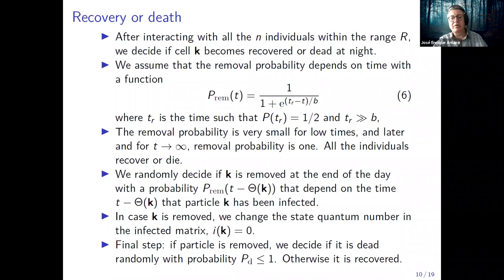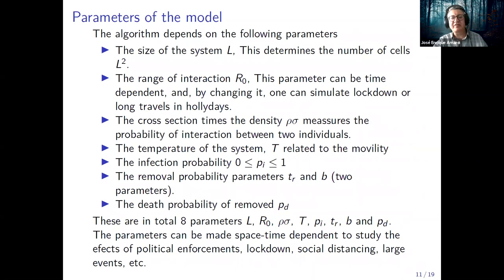What we see is that the parameters of the model are 8 parameters. So the algorithm depends on the following parameters. First, the size of the system, L. This determines the number of cells, L squared. Then the range of the interaction, R0. This parameter can be made time dependent. So by changing it, we can simulate lockdown, for instance, or long travels in holidays. So we can change it with time if we want. Usually it is a constant.